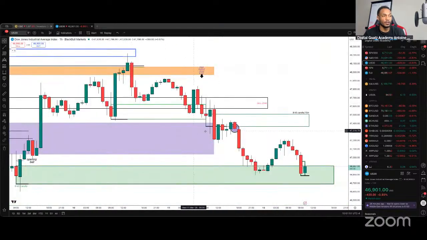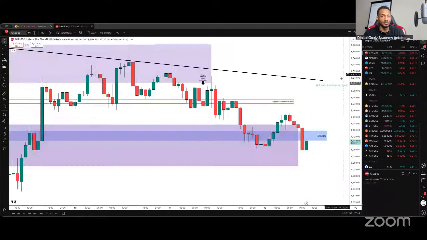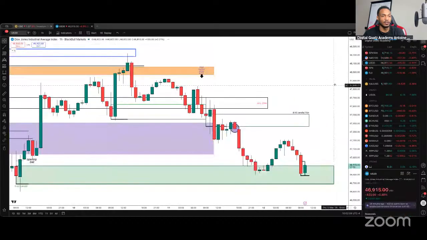I'm just waiting it out right now. Just focusing on US 30, but I'm looking at its brothers and sisters, which look like they're pulling back to test the current candle that they're looking at.